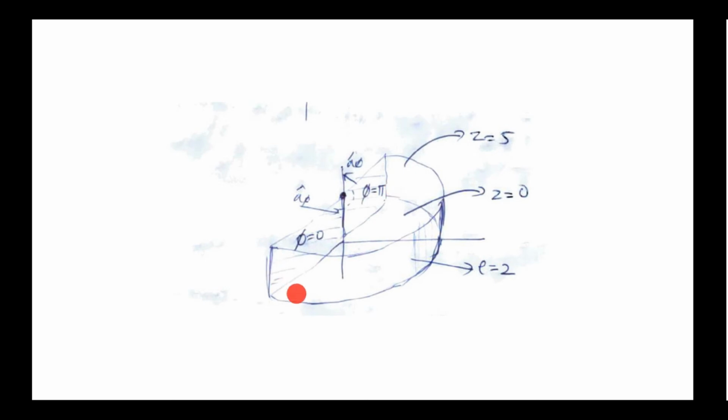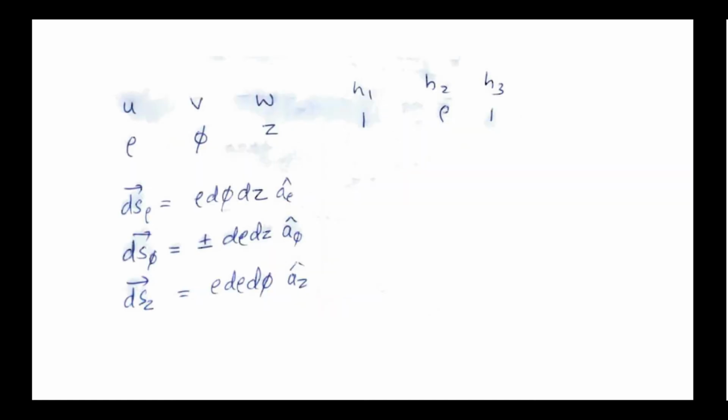Rho equal to 2 is always a positive plane only, there is no negative case. So this curved surface is the rho equal to 2 plane, z equal to 0 is the bottom half circle, and z equal to 5 is the top half circle. Okay, I think the image is clear for you.